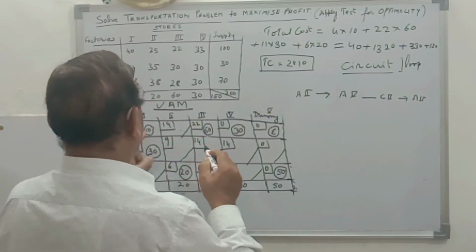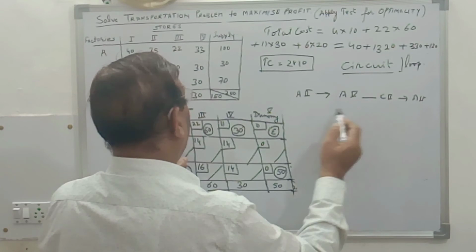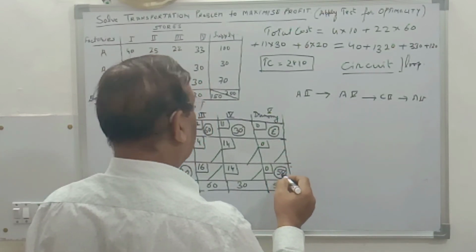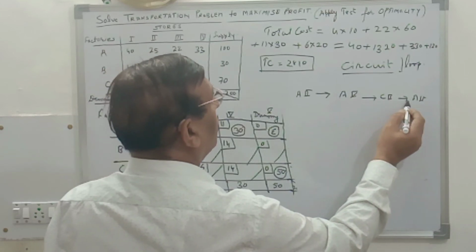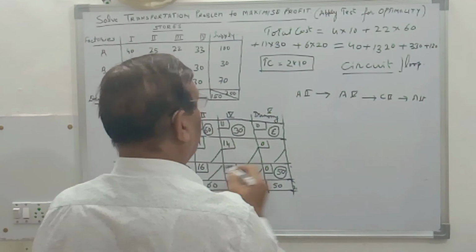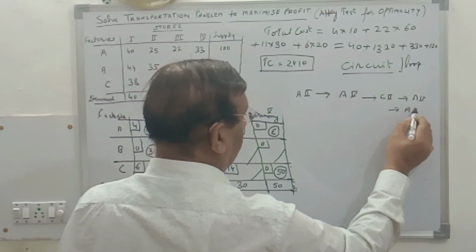So this is A2. From A2 you are moving to A5, then you are coming to C5, then you are going to C2, and again going from C2 back to A2.